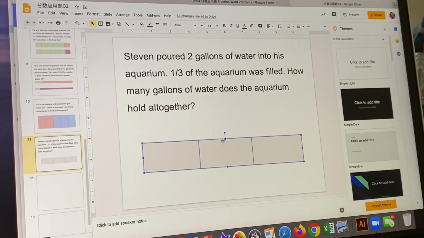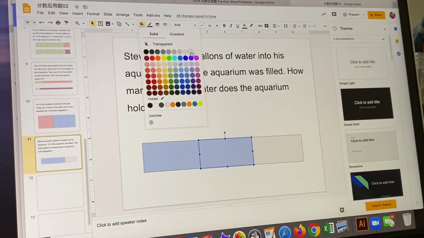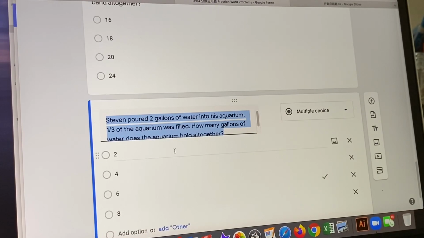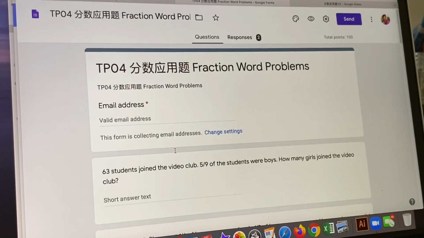Okay, 2 gallons is, we should use blue water, right? 2 gallons. So 2 gallons is 1/3. The capacity, 1 part is 2 gallons. 2 parts, 3 parts is 6 gallons. So 6 is the result. Let's take a look. 6, yes, we are right. Now we are done with it.